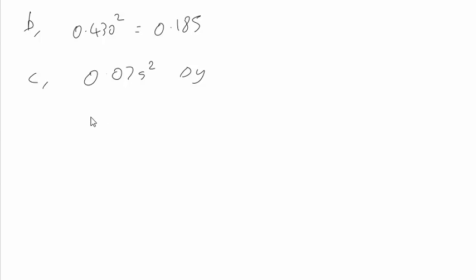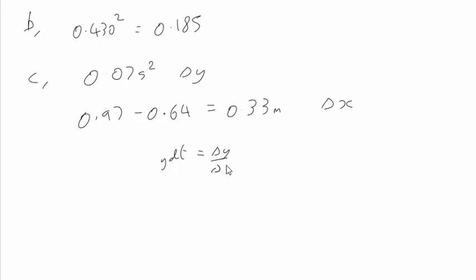And for my change in x, I've got the line leaving the top of the graph at around 0.97, and it's crossing the bottom of the graph at around 0.64, which gives me 0.33, that's in meters, and that is my delta x. That gives a gradient of delta y over delta x, which is 0.07 over 0.33, which comes out at 0.21. And that is seconds squared per meter.